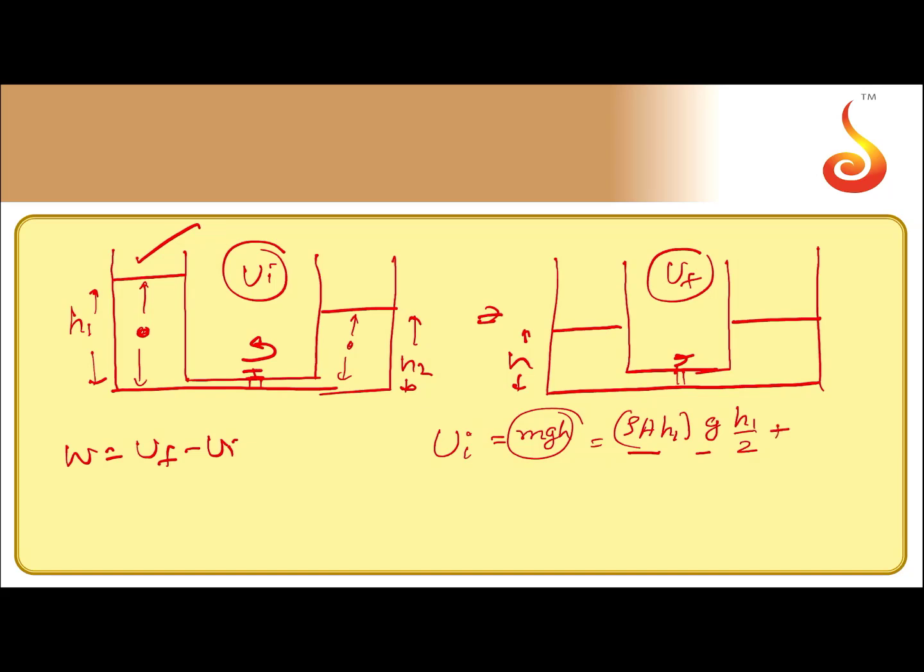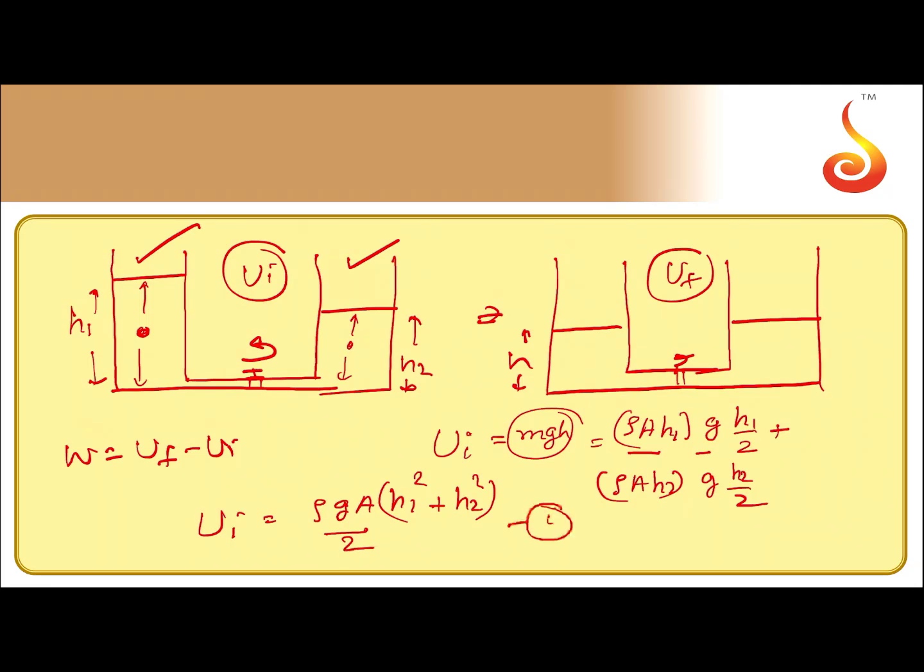Plus rho into A into H2 into G into H2 by 2. What did I write? Potential energy of the next column. So if I simplify it further, I will get Ui is equal to rho G A (H1 square plus H2 square) divided by 2. That's the initial potential energy.